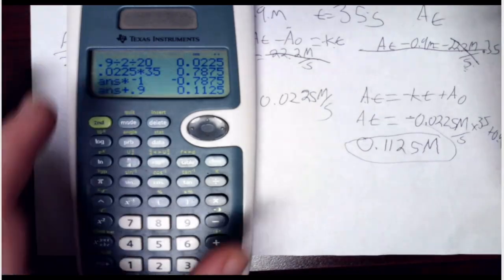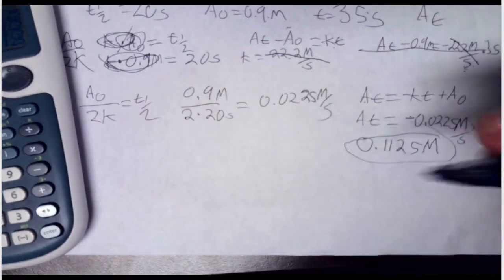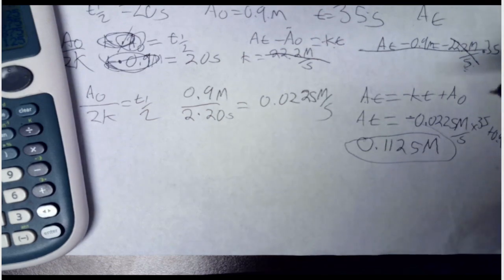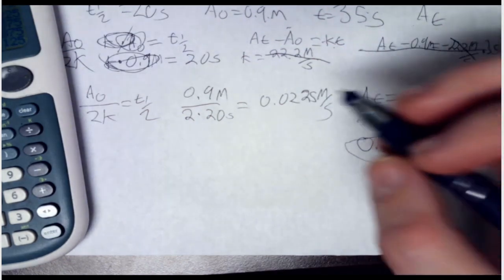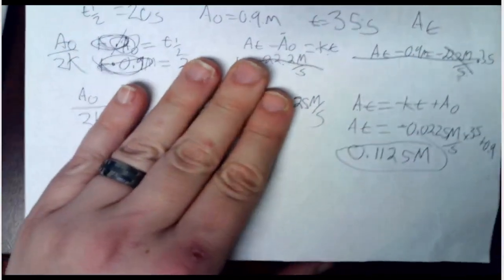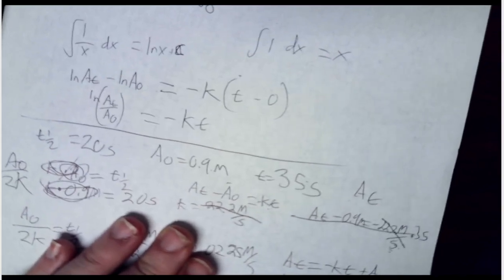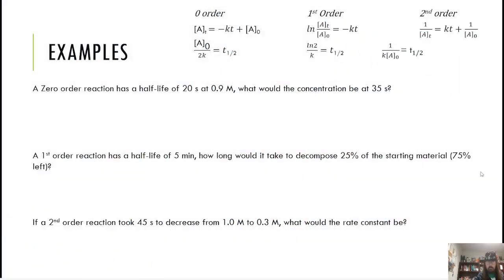A number that is greater than 0, but far less than half. And that should make sense with a zero-order reaction. It's chugging along at speed. So, that's the first one. That was my bad, my mistake.